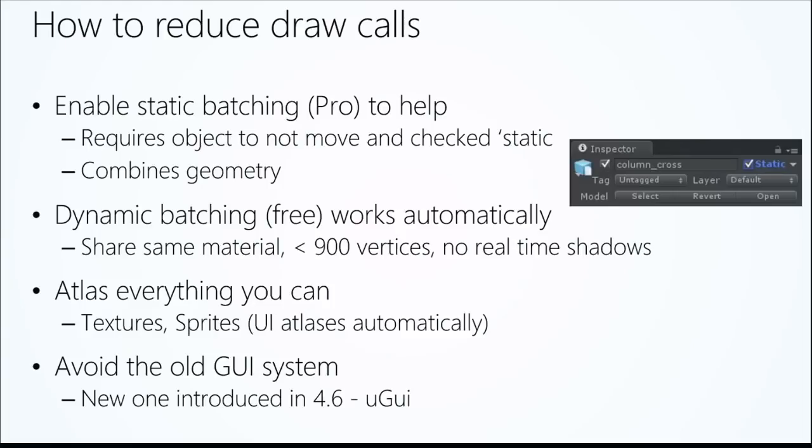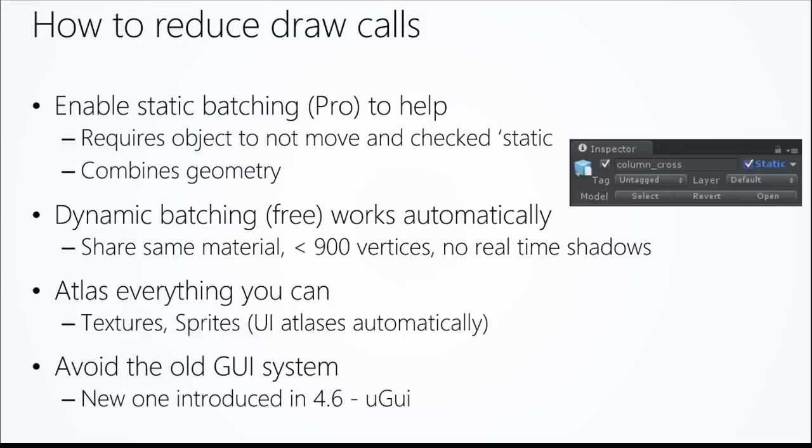In reducing draw calls, static batching. We're going to look at a demo of that. That is a pro feature, and that will basically take your objects that don't move, and we mark them as static. Behind the scenes it combines your geometry for those objects and optimizes drawing them out. Now, dynamic batching is free, in the free version, and works automatically. Those are objects that are running around, moving around. The batching happens automatically. You don't have to worry about that.